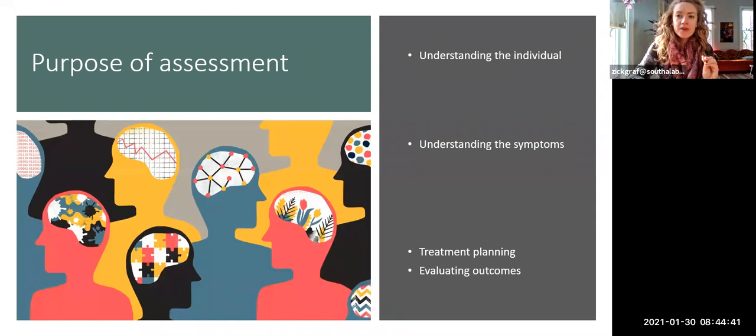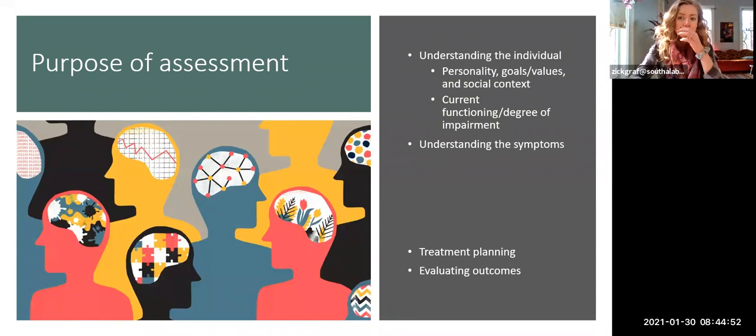So the online part of this lecture is going to focus on assessment. And assessment really has 4 main goals. The first is understanding the individual. So getting a sense of their personality, their personal goals, their values, and the social context that they're living in, as well as trying to understand how they're functioning right now, how impaired they are, what their roles are in life, and how they may or may not be dysfunctional in those roles.